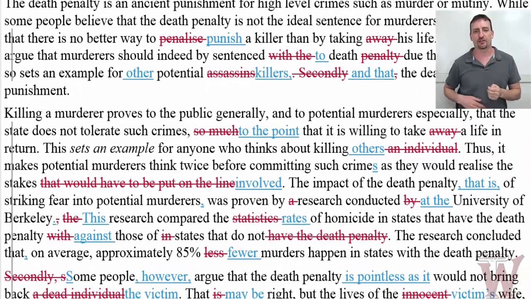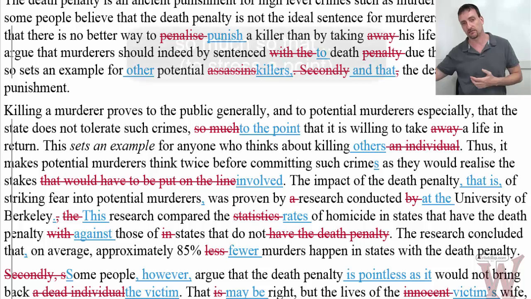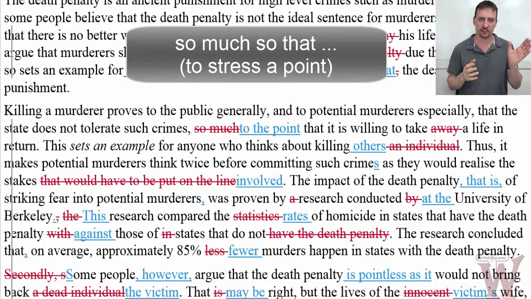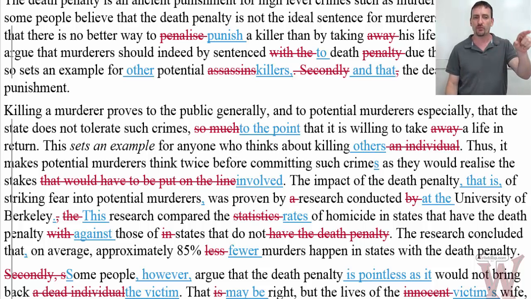Next, in the second paragraph, he wrote, the state does not tolerate crimes so much that it is willing to take. Now, the actual expression he wants to use here is so much so that. But he didn't use the full expression, he just used so much, he needed the so. But another problem with this is that he used does not tolerate. We don't use this expression, so much so, with a negative statement before, okay?